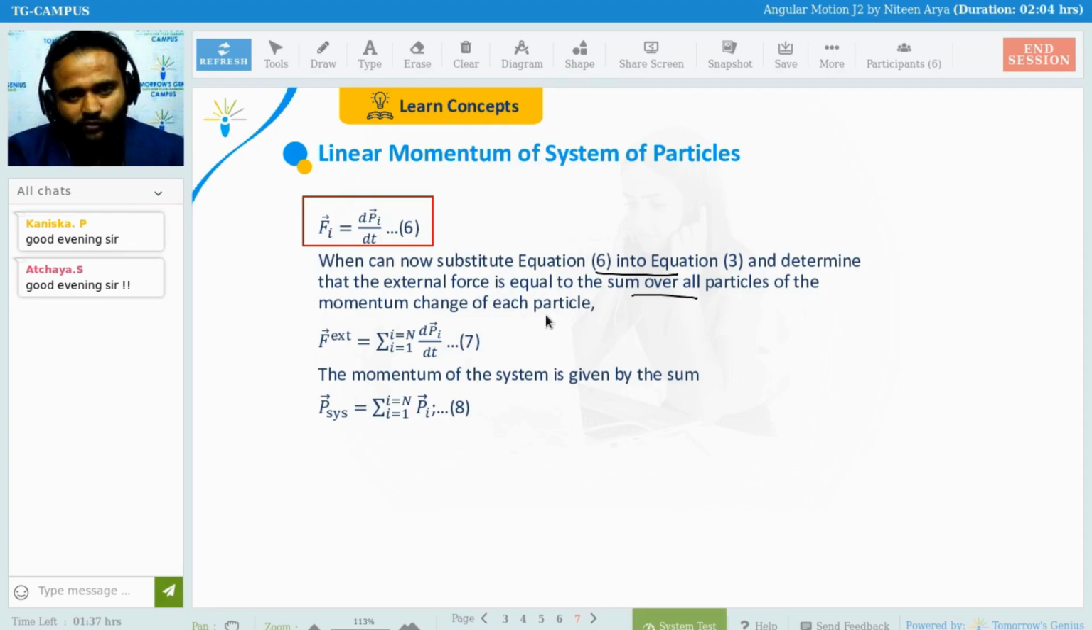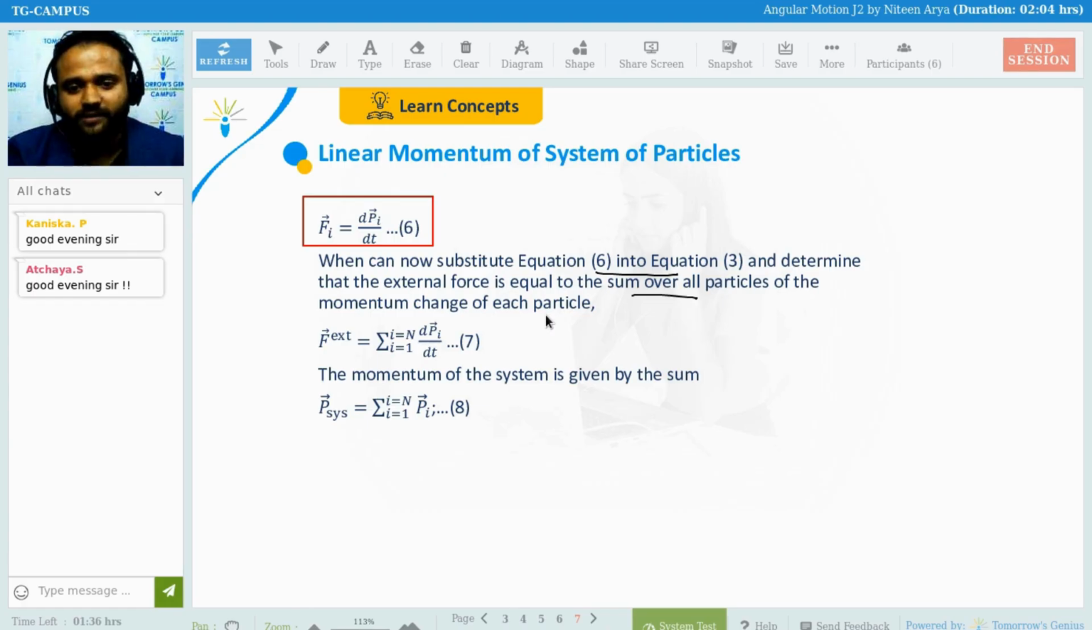R is the position of the center of mass. You can say m1 r1, m2 r2, m3 r3, divided by the total sum. In the same way, we can find the velocity of the center of mass, m1 v1, m2 v2, m3 v3, divided by the net sum. In the same manner, we can find the acceleration of the center of mass, m1 a1, m2 a2, and so on. In the same manner, we can find the momentum of a system of particles, the net momentum, p1 plus p2 plus p3 plus p4 plus p5, and so on. Clear?